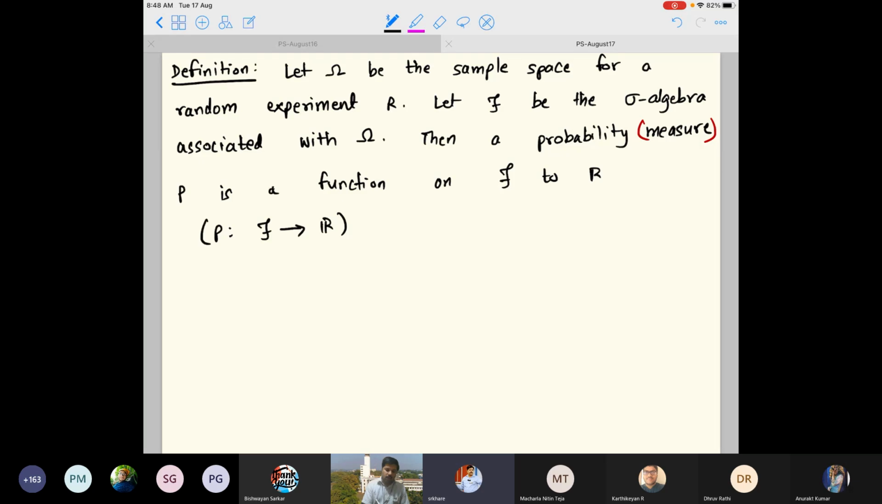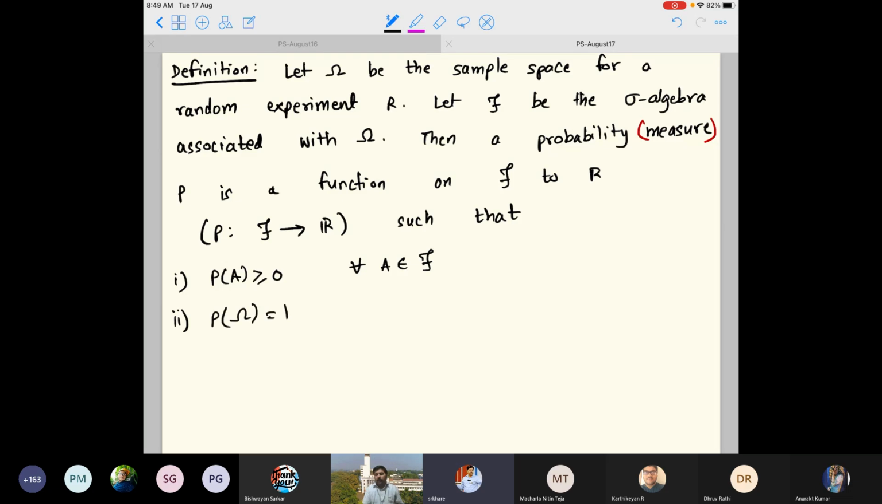And what does this do? This function has to satisfy certain properties. The first property is that probability of A should be greater than or equal to 0 for every A belonging to F. The probability should be non-negative, right, of any event. That is your intuition that gets formalized into the first axiom. The probability of sample space is equal to 1.